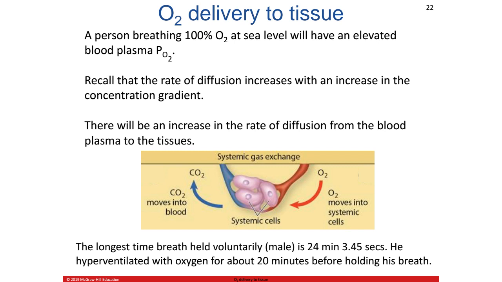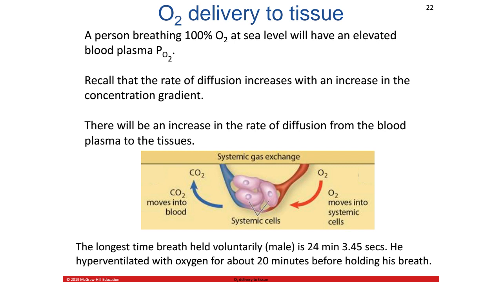Hyperventilating, of course, is breathing really fast and deep, and he did this for 20 minutes. So what he was doing was probably getting a lot of oxygen into his tissues in order to allow him to hold his breath for such a long time. Now, without hyperoxia, the world record is much lower than that. It's 11 minutes and 34 seconds without this extra oxygen.